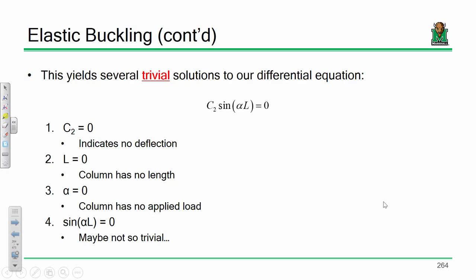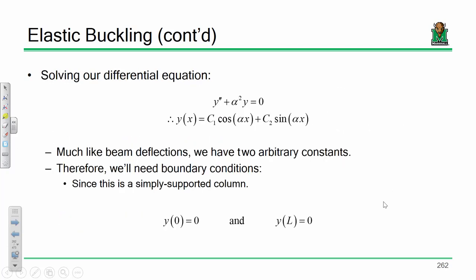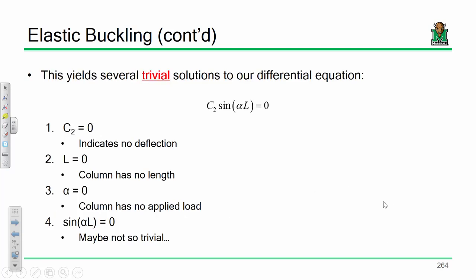The constant could be 0, but if C1 and C2 are 0, it would indicate that the column isn't deflecting at all. Well, that isn't the case, because take a look at it. It's deflecting. Well, what about alpha? Could alpha be 0? Remember, alpha squared was P over EI. So if alpha equals 0, basically that's a roundabout way of saying that there's no load on the system. Well, if there's no load, the column isn't going to buckle. So that really doesn't make any sense.